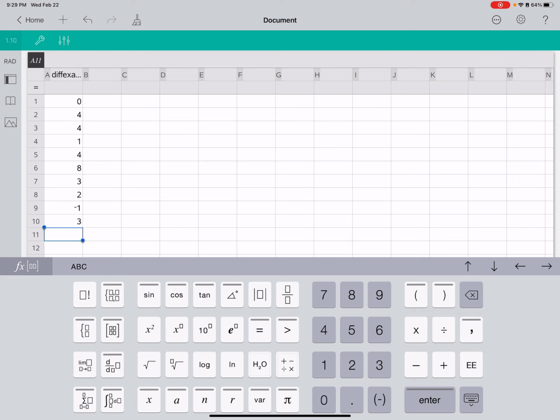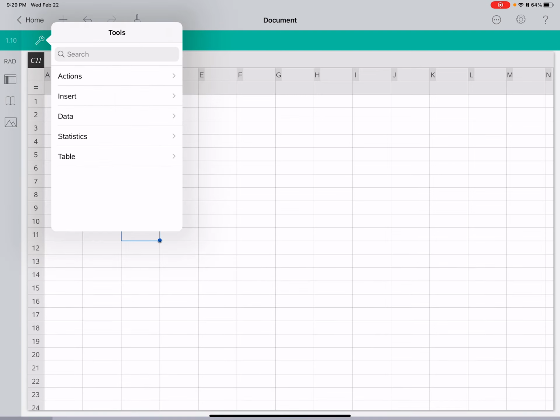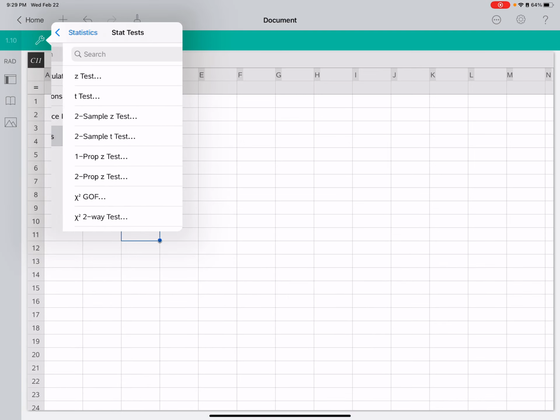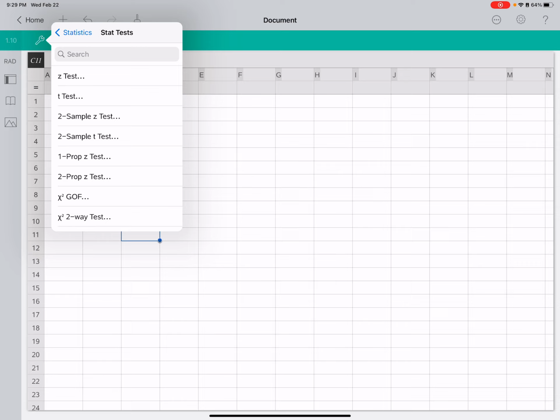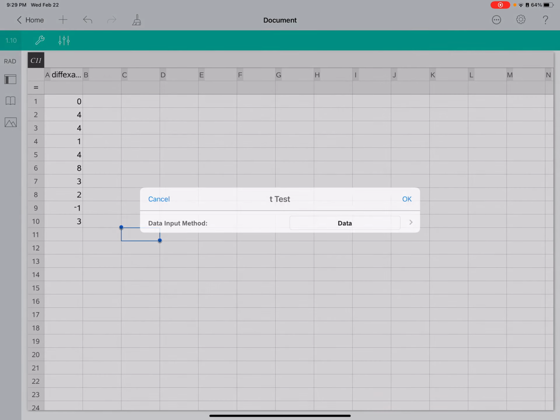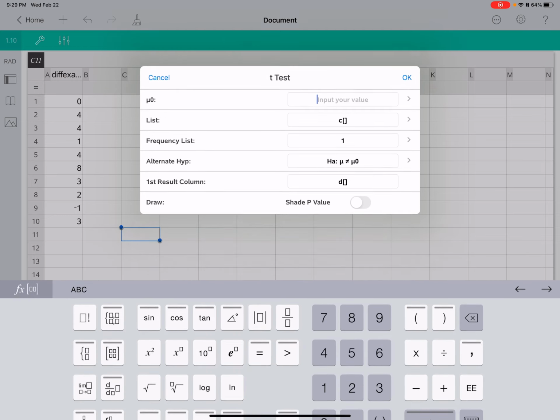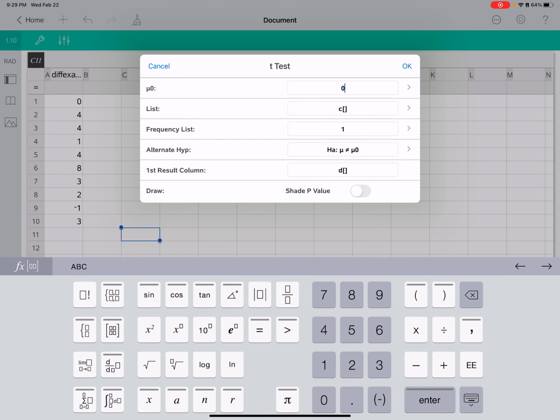And so I'm going to go run a test. So I'm going to go menu, stats, test, and we're running a t-test. Notice there's nothing that says paired, but we're running a t-test because I only have one list of data. But this is a paired t-test. So I have data, and my mu naught, my H-naught mu, is 0, meaning I have no difference.